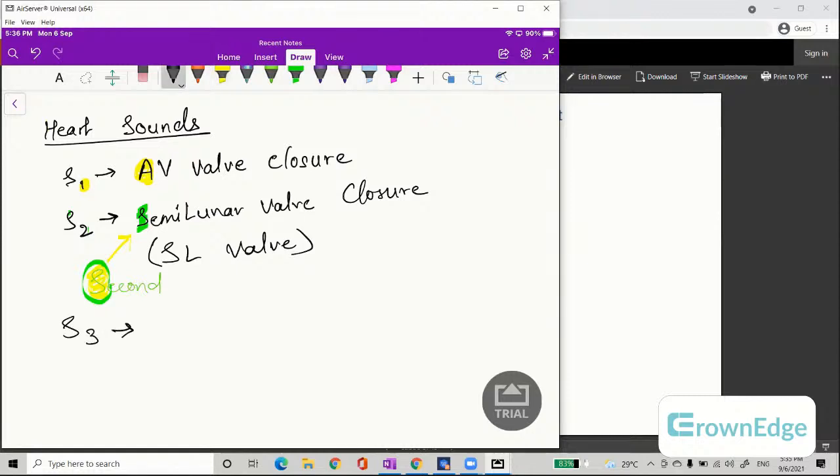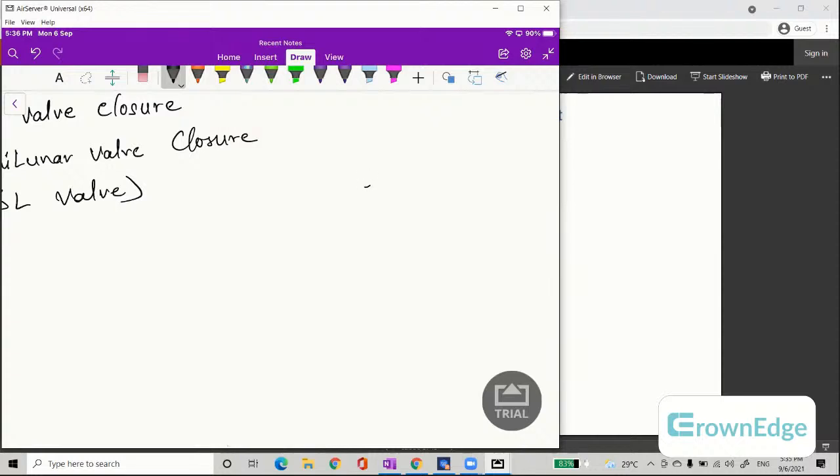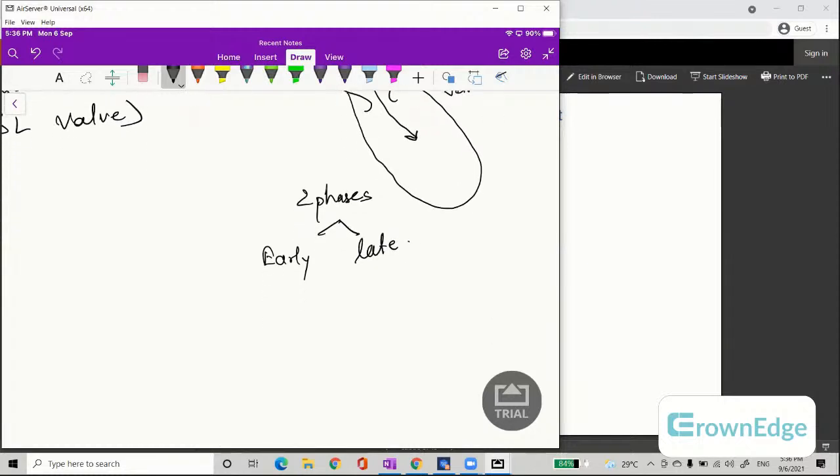What about S3? Remember, there are two types of filling. Suppose this is the atria and this is your ventricle. Whenever blood flows from the atria towards the ventricle, it will fill the ventricle in two different phases: an early phase and a late phase of filling. So there are two phases of ventricular filling. I'll just write it down.